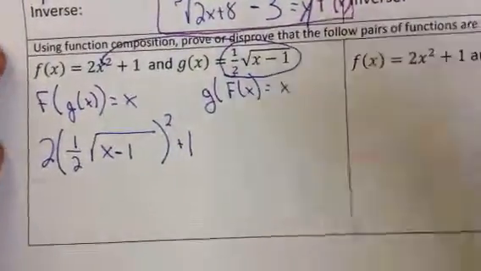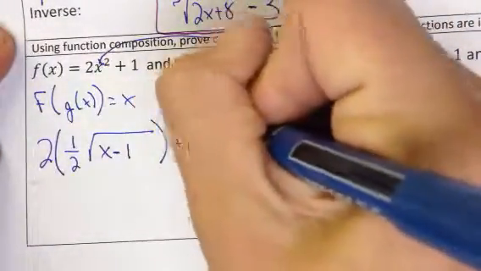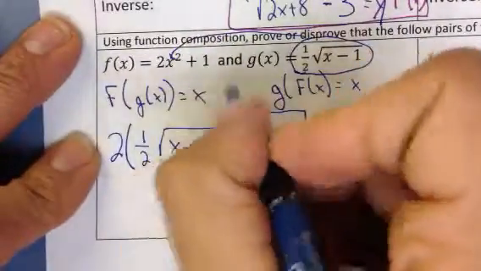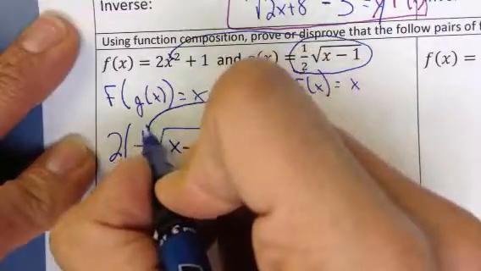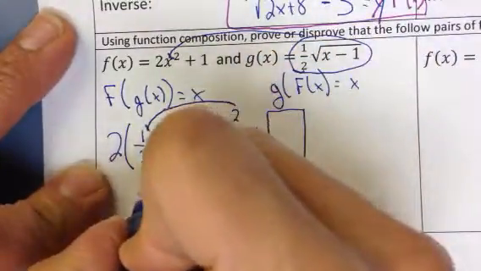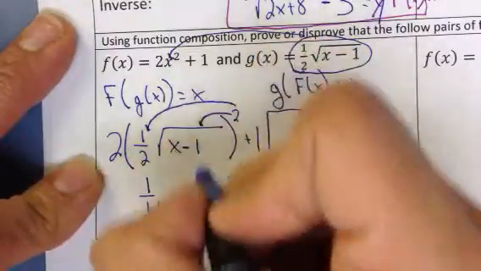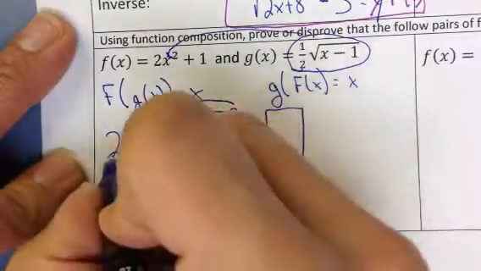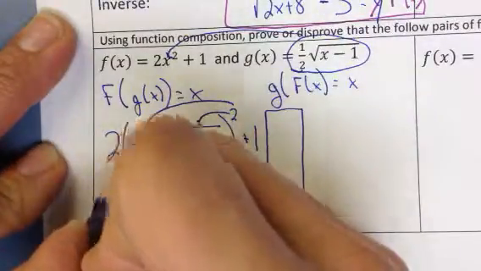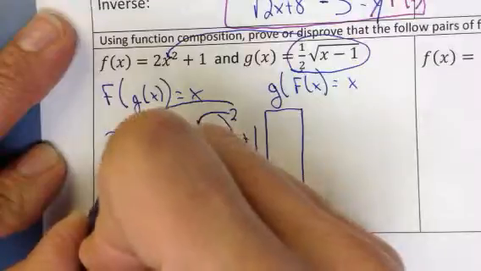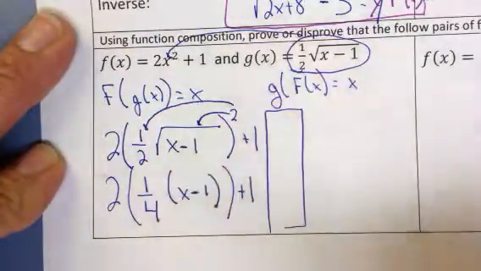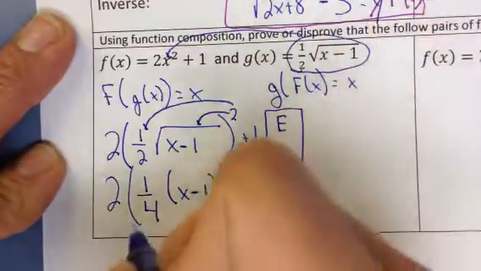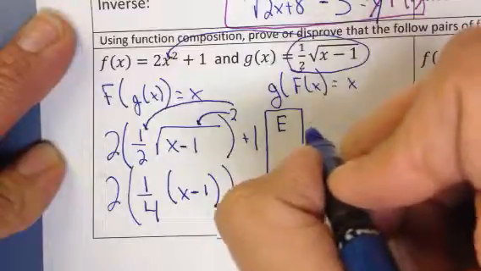And I'm going to keep track in this little box in the middle of what I do first. So the first thing I'm going to do to clean this up is just square both things in here. So I'm going to square the 1/2, so that means 1/2 times 1/2, which is a 4th. And I'm going to square the square root, which gets rid of the square root, and I have x minus 1. Okay? Now I still have a 2 that applies to everything in here, so I'm just going to put that right here. So the first thing I dealt with was the exponent.